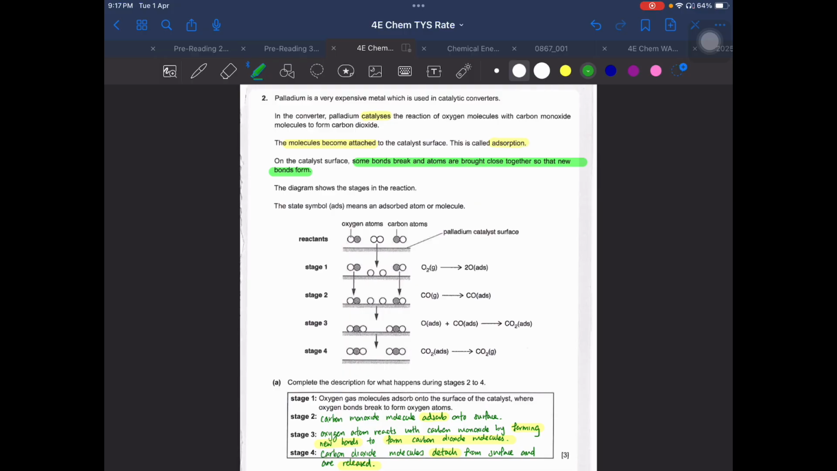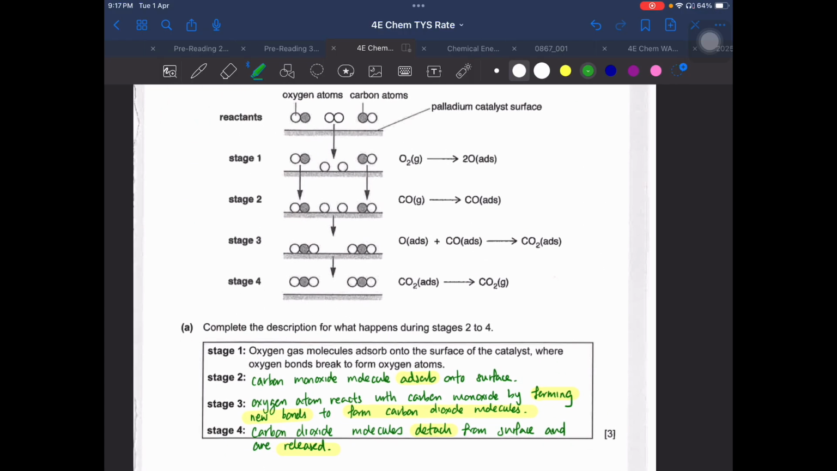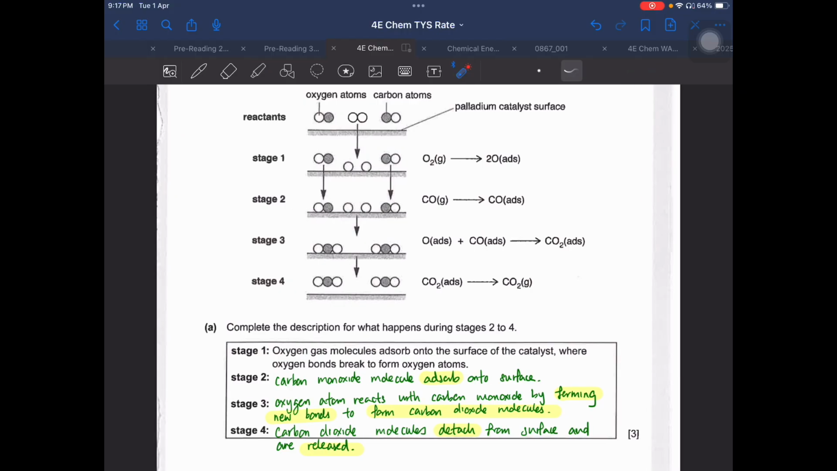So what we're seeing in this diagram is that at the start, look at the oxygen atoms and the carbon atoms. This oxygen molecule gets adsorbed, which means it sticks onto the surface. Adsorption means attached to surface, based on the paragraph above. The oxygen is being attached to the surface, and we also see that there's bond broken because the O2 becomes two single oxygen atoms. Then we're going to take a look at stage 2.